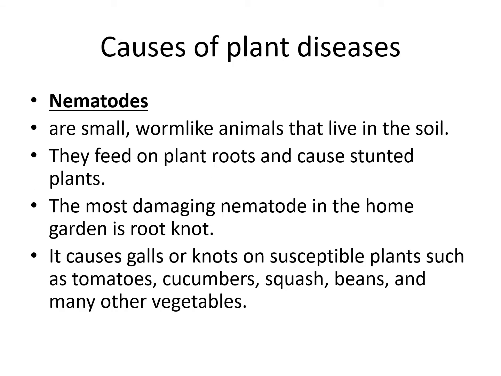Nematodes, they're just a small worm-like animal that lives in the soil. They feed mostly on our plant roots, and they can cause them to be stunted. So the most damaging nematode in the home garden is the root knot. It causes galls or knots on any host plant like tomatoes, cucumbers, squash, beans, and many other vegetables.